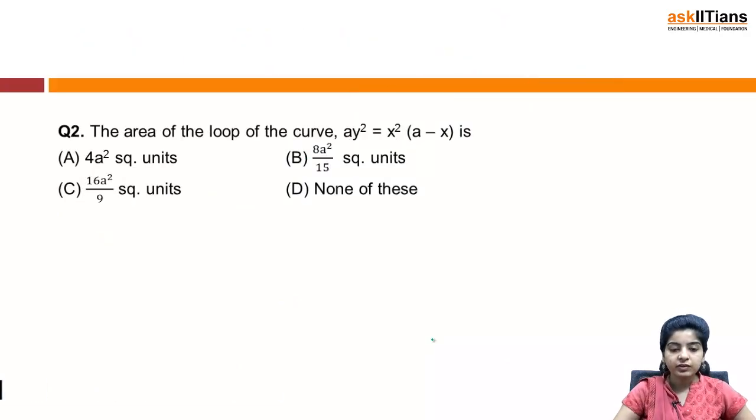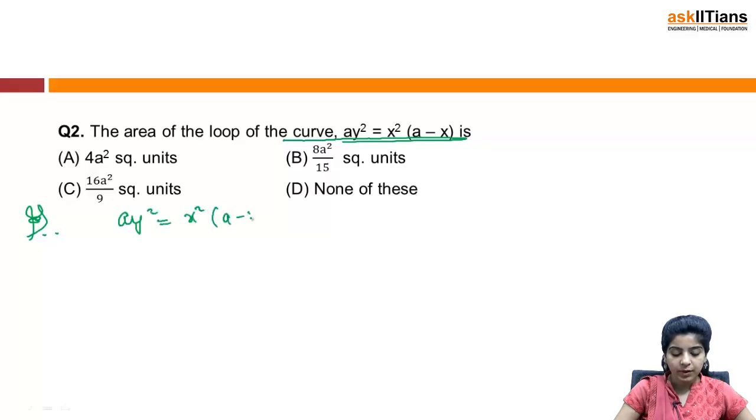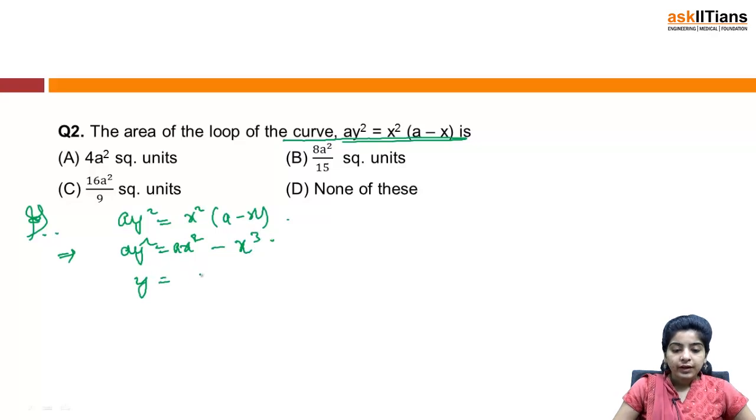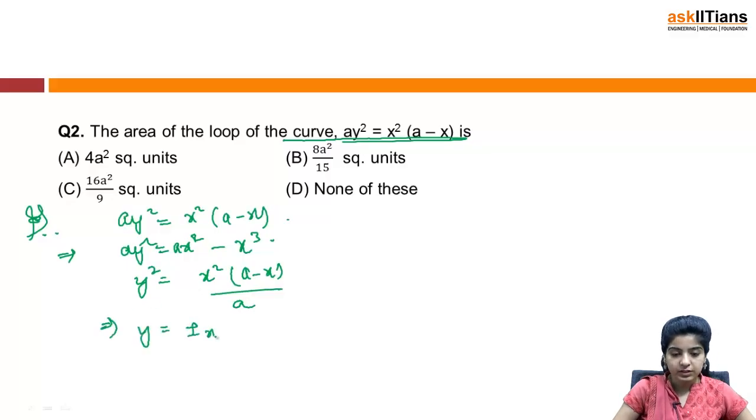The next question that we have is, the area of the loop of the curve a y square equal to x square (a minus x) is what? So we have a y square is x square (a minus x), which means a y square is a x square minus x cube, or y square would become, I can take x square common, so I have x square (a minus x) by a. So y would become plus minus x times square root of (a minus x) by a. So this is what we get as the value of y. Now let us discuss something about curve tracing.